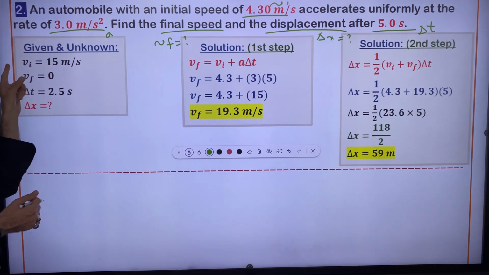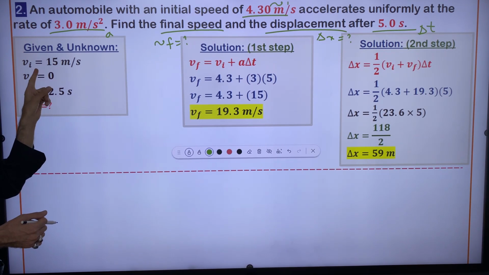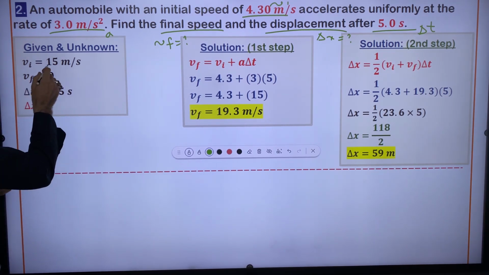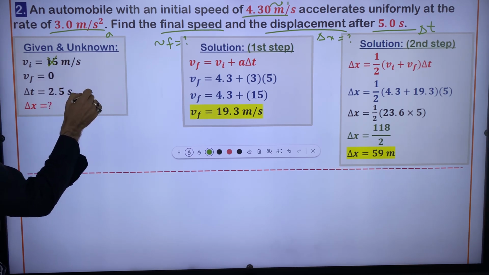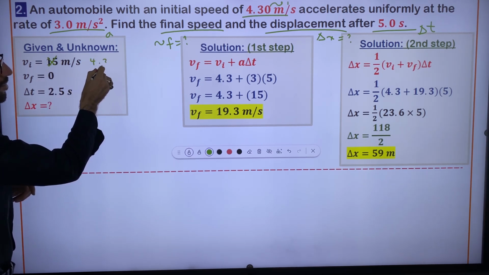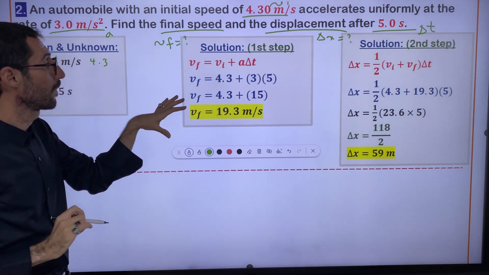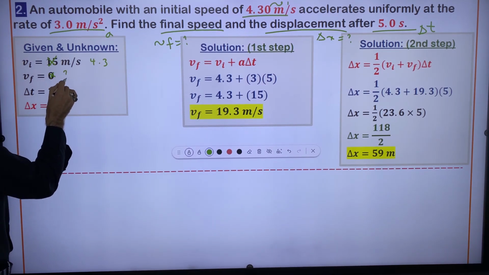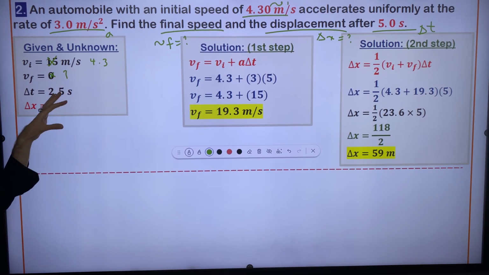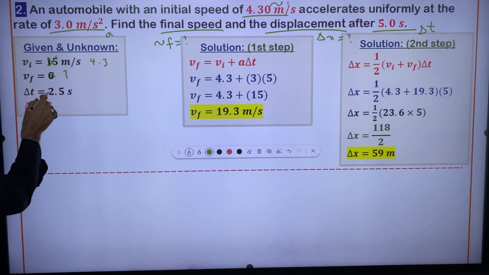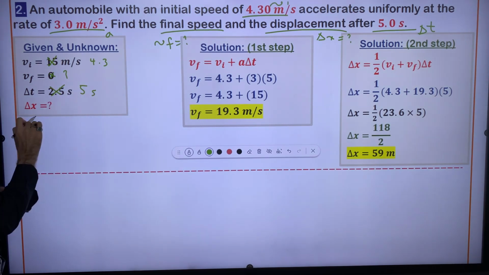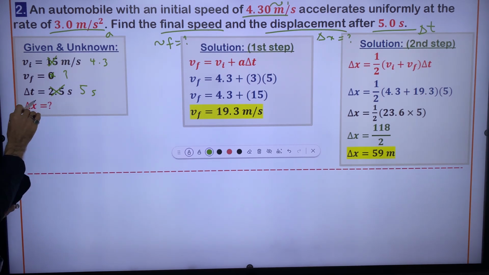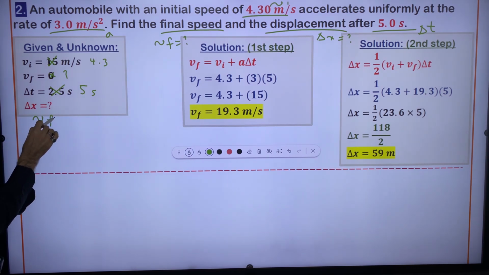Right. Initial velocity 15 meter per second. It's not 15, actually it's 4.3 meter per second. 4.3. Final velocity, we look for final velocity. So the information within this table is not very accurate. Delta t is 5 seconds, and we look for 2 things, delta x and v final.